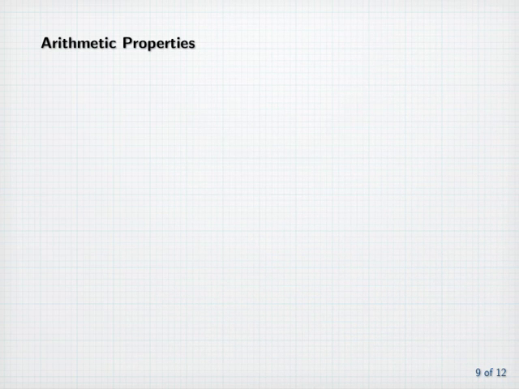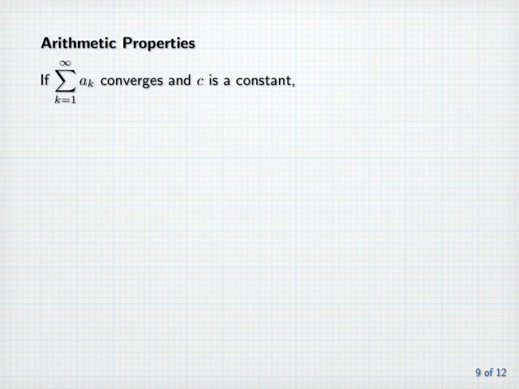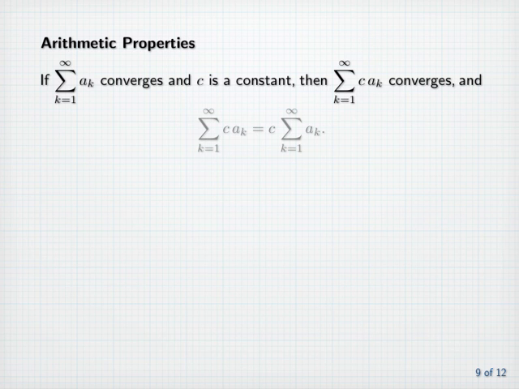Arithmetic properties of series. If the sum from k equals 1 to infinity of a sub k converges, and c is a constant, then the sum from k equals 1 to infinity of c times a sub k converges, and the sum from k equals 1 to infinity of c times a sub k is equal to c times the sum from k equals 1 to infinity of a sub k. In other words, a factor that's common to all terms may be factored out of the series. This is the distributive property of multiplication over addition.